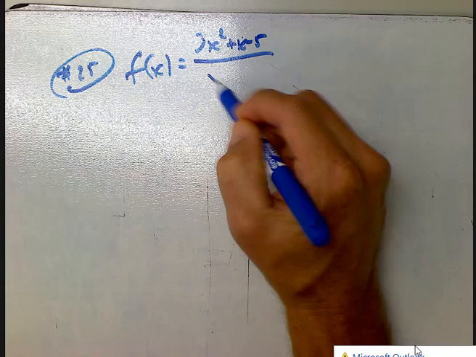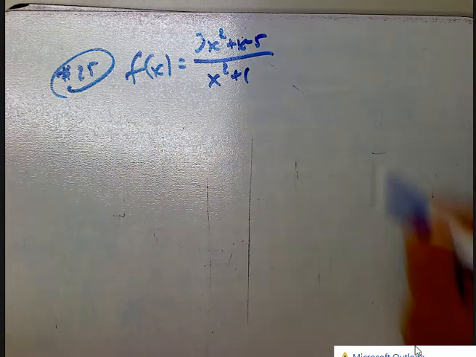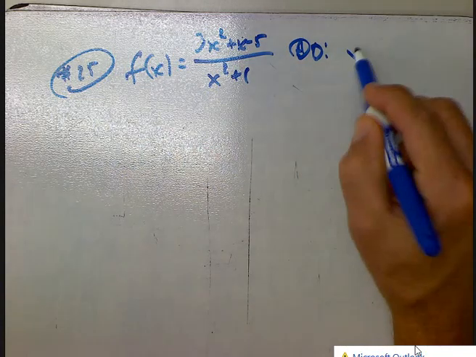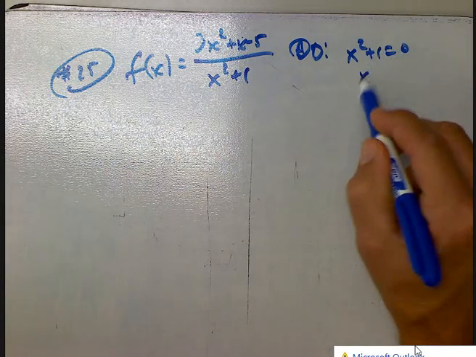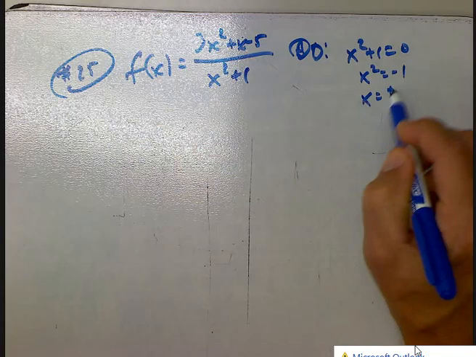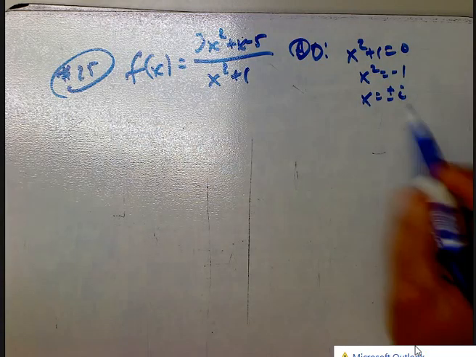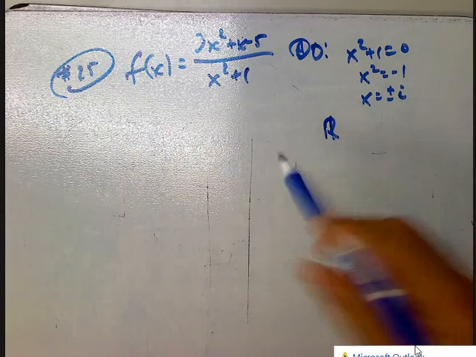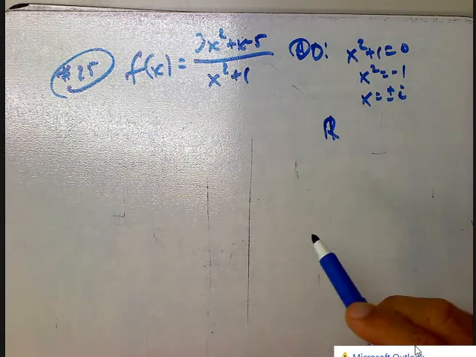Alright, so for our domain, I set x squared plus 1 equals 0, x squared equals negative 1, x equals plus or minus i. So our domain is going to be all real numbers, because there's nothing x can't be, because the solutions are imaginary.